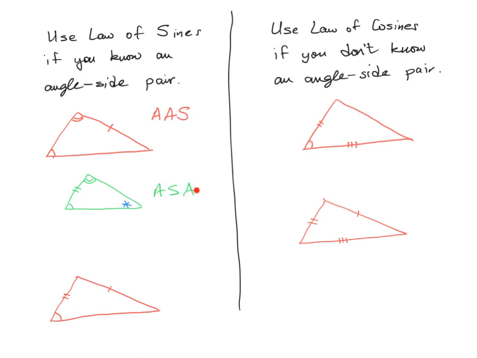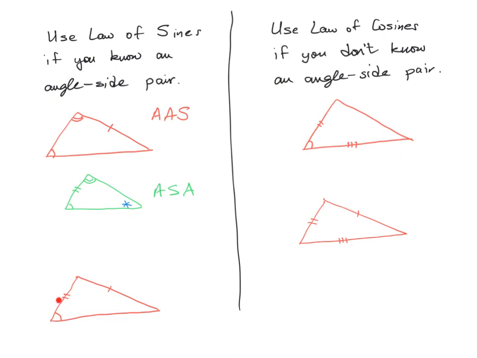Now, again, if I have ASA, these measures of this triangle and the exact same measures on another triangle in that order, those triangles have to be congruent. This is a congruence statement, so there's only one type of triangle that will satisfy that.